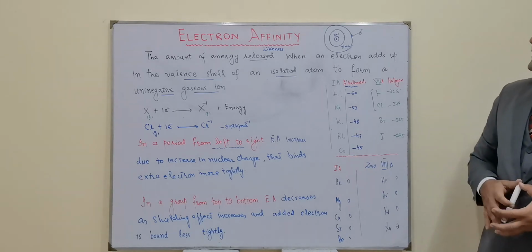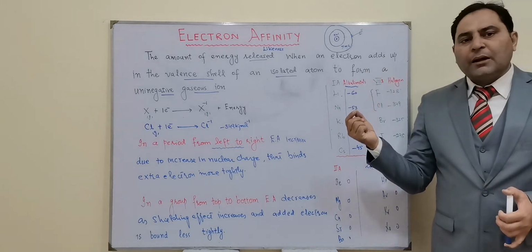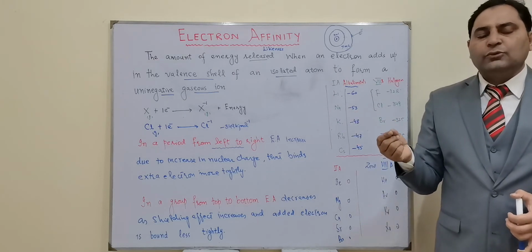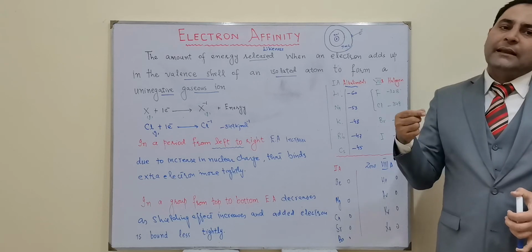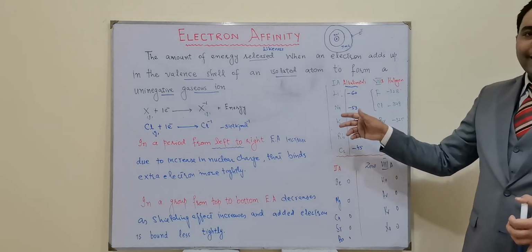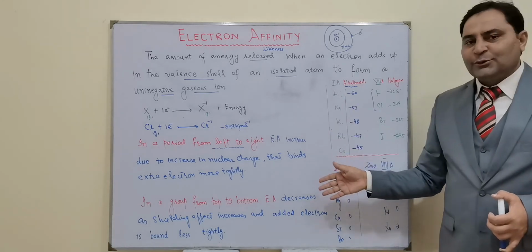So we conclude that electron affinity is the amount of energy released when an electron is added to an isolated gaseous atom. It increases in a period from left to right and decreases in a group from top to bottom.